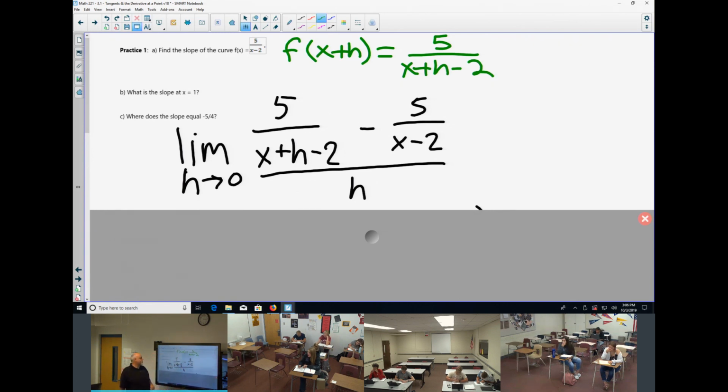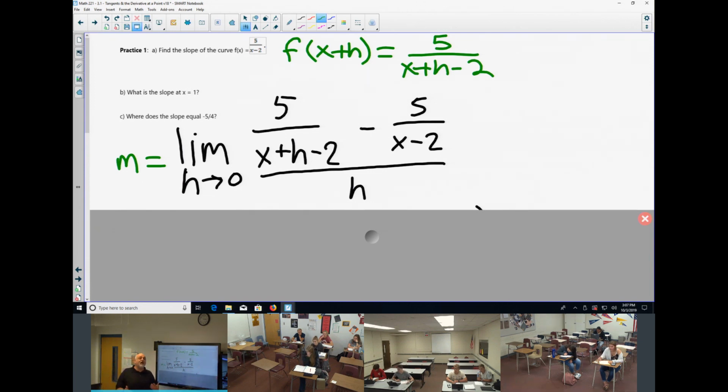Okay? So now when we do the limit, the thing you wrote down at the beginning of the notes, the slope of the tangent, so I'm going to put m equals the limit as h approaches 0 of the f of x plus h minus the f of x all over h. All right? So far, so good?